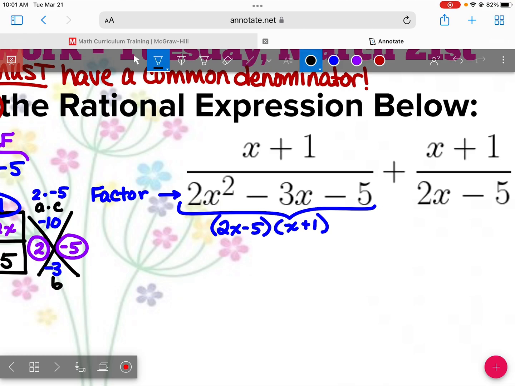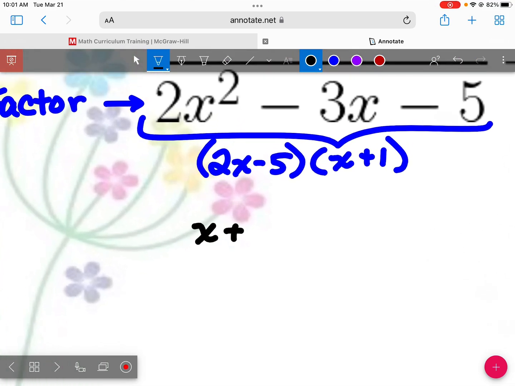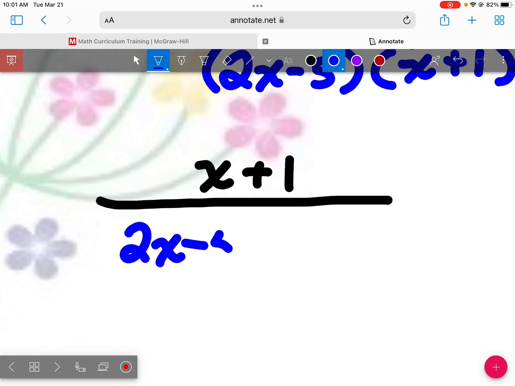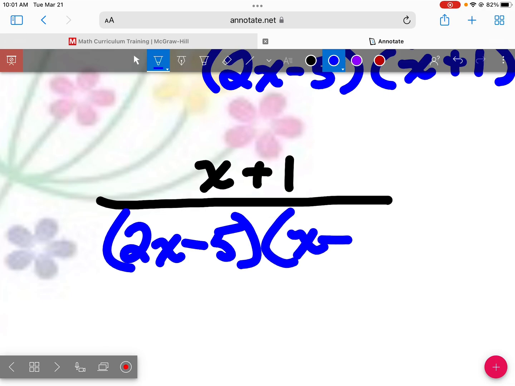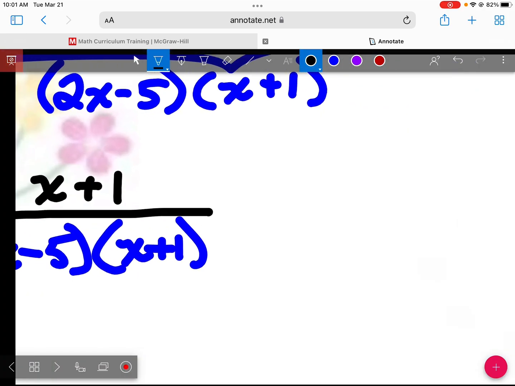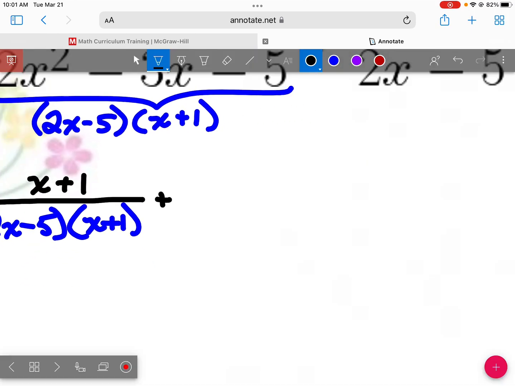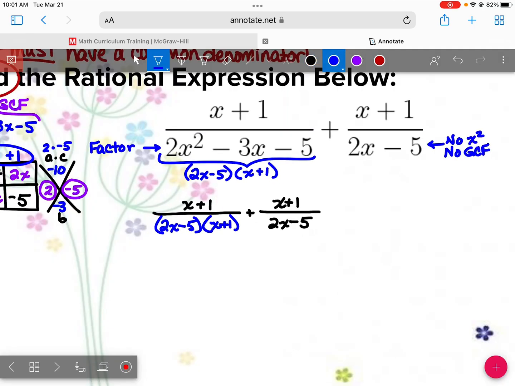So I'm going to rewrite my two fractions. I have x plus 1 in this numerator. In factored form, 2x minus 5 and x plus 1. And I want to add that to this fraction. X plus 1, 2x minus 5. Do my denominators have anything in common? Any factors in common? 2x minus 5. They have those that are the same. The first denominator has a factor that the second denominator doesn't have.